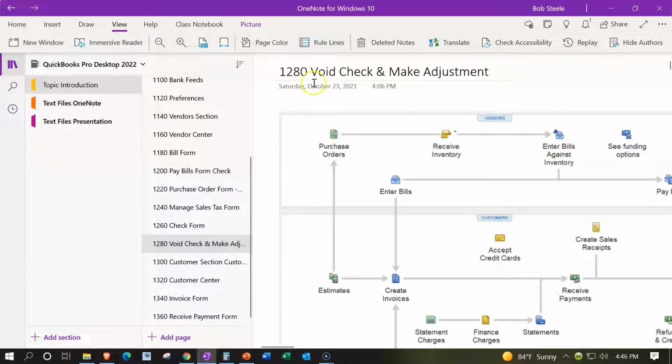Also realize that the name and number for the topic introductions will be the same as a presentation, because the topic introductions are designed to give an introduction to the topic, provide screenshots and links when applicable, and give some accounting background that can supplement the information we'll be going over within QuickBooks in the presentations.